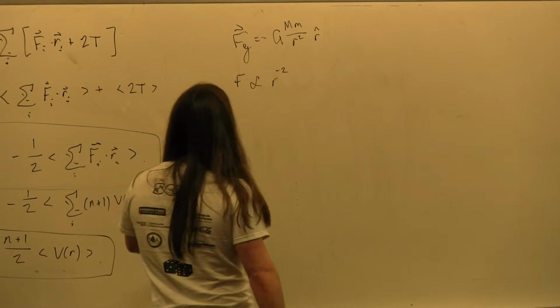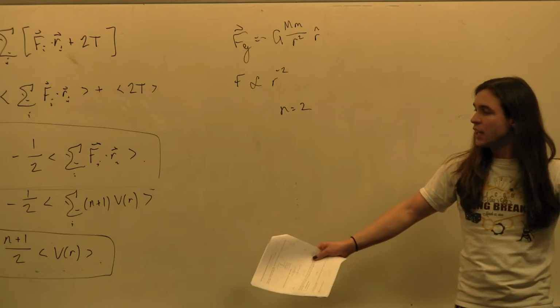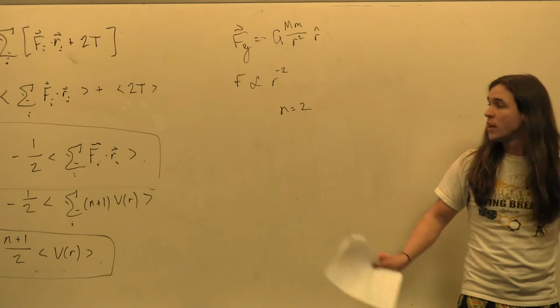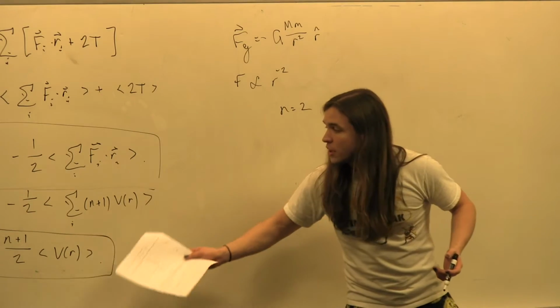Right, so what this means is that n is going to be equal to 2, so we can just insert that in there blindly, and then we automatically know the connection between the kinetic energy and the potential energy of our system. All we had to do was know that the force law is a scaling factor of r to the n power, with n equal to 2.